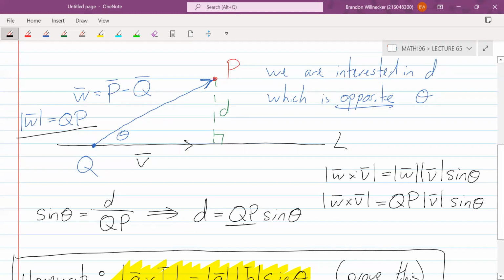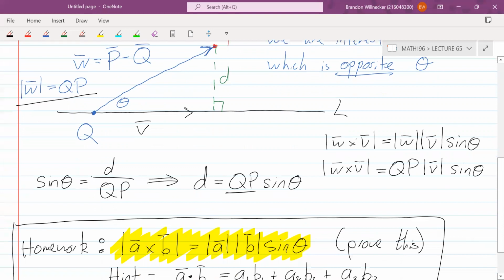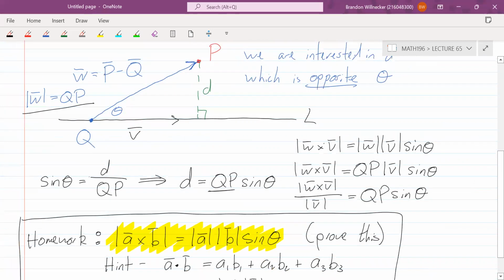Now the right-hand side is almost what we want. We want QP sine theta. We've got QP times the length of V times sine theta. So let's take that length of V over to the other side. So W cross V over the length of V is QP sine theta, which is what we wanted. That's the length of that dotted green line. That's D. Okay, so we can use this to find the length D.